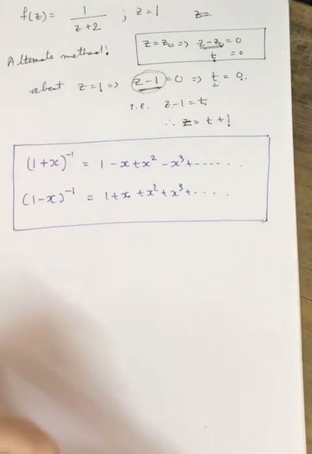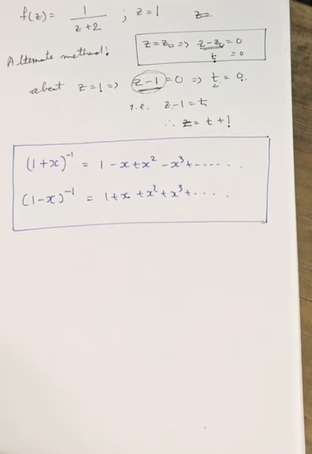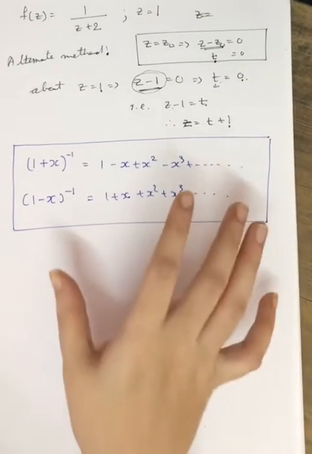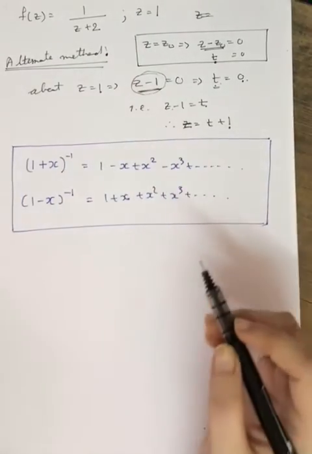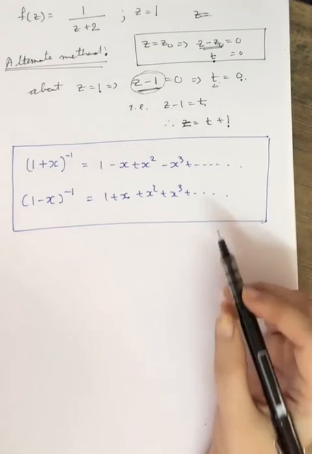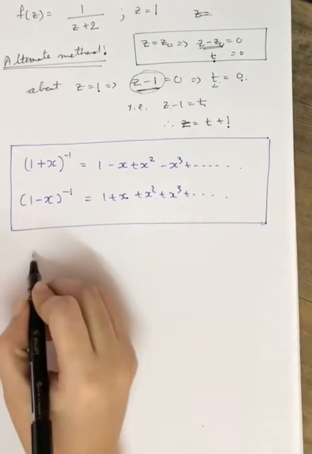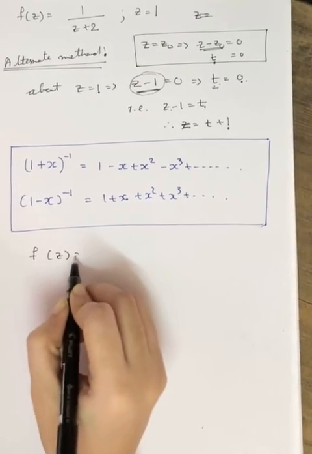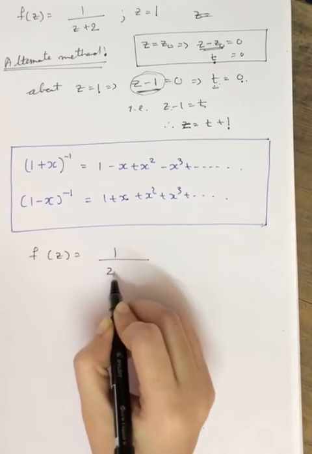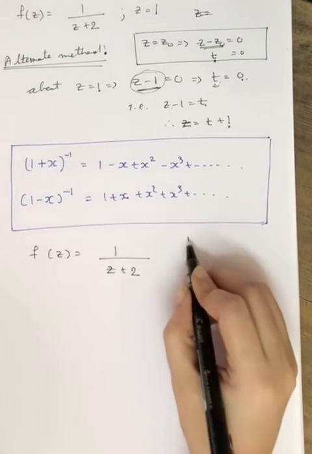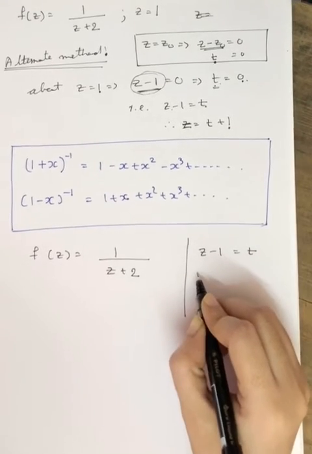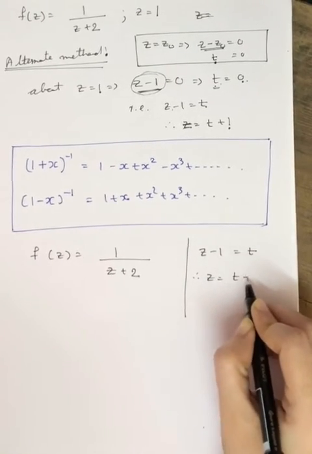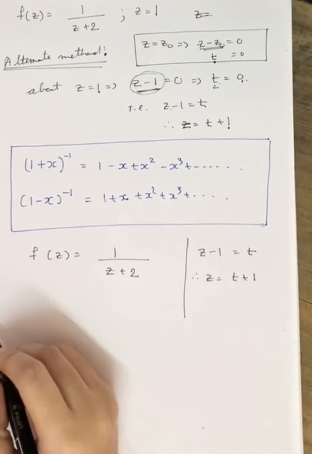Alright, so these are the binomial series expansion formulas, very simple ones which we are going to use in this alternate method. Okay, so now let us build up our problem. We are given f of z equals 1 upon z plus 2, but we are going to use z minus 1 equals t, therefore z equals t plus 1 for this term.